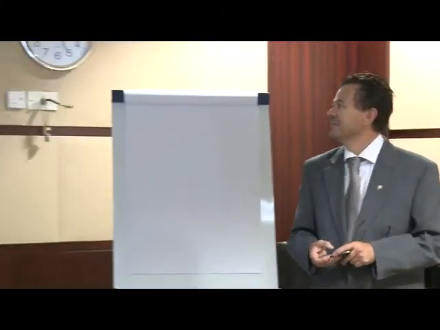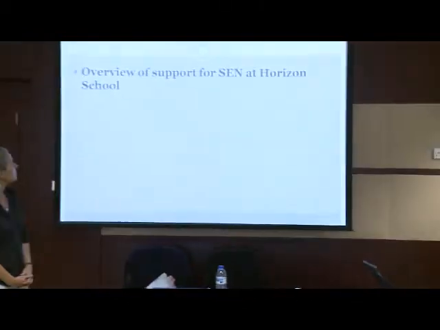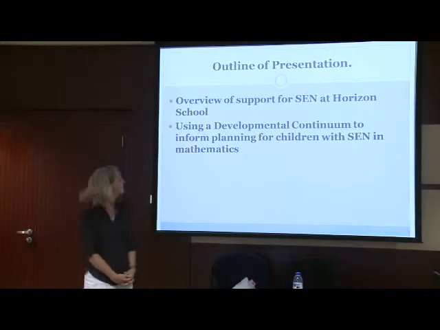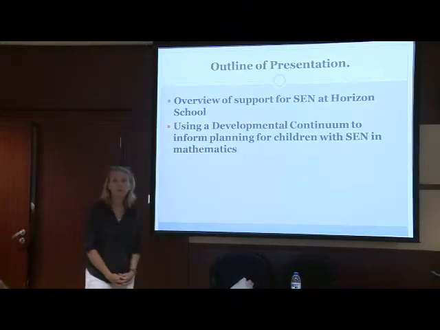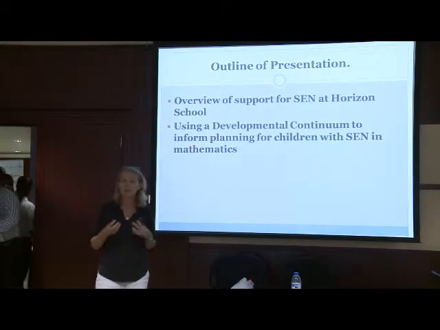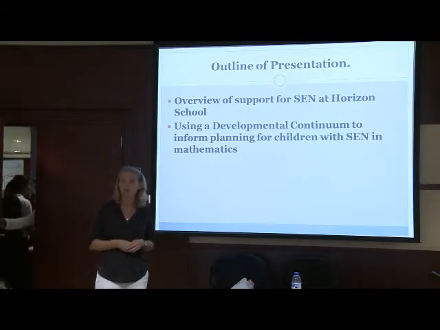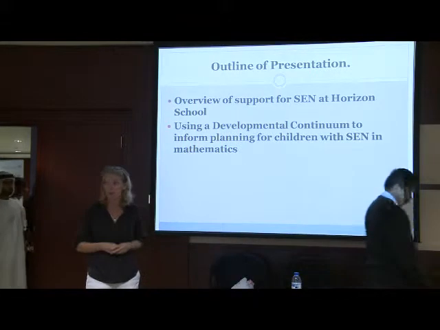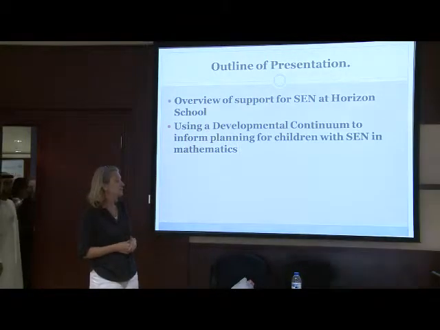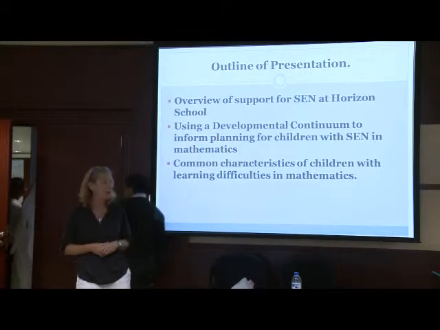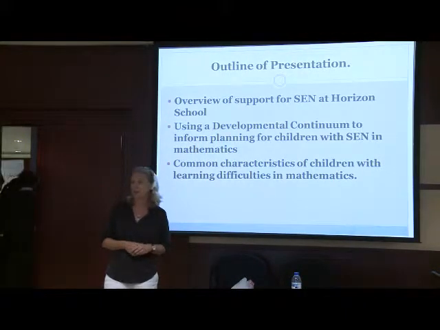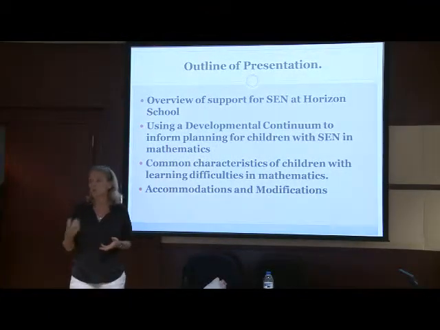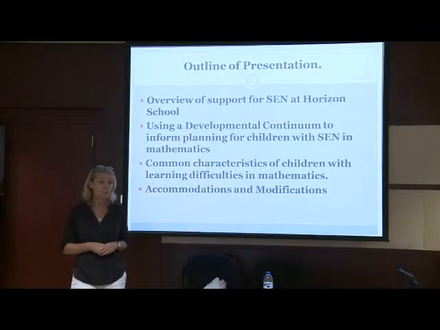Okay, so first of all, I'm just going to give you an outline of the presentation and then we'll go into it. The first thing we're going to look at is just a very quick overview of the support of SEN at Horizon, just to explain very quickly how we do it. Then we're going to look at developmental continuums. That's basically a measure so that we can see where children, especially SEN children, but all children, are on a developmental continuum and how we can use a developmental continuum. We'll show you a bit more about that in a minute. Then we're going to look at common characteristics of children with learning difficulties in mathematics. Then we're going to look at accommodations and modifications for children who have difficulties with mathematics.